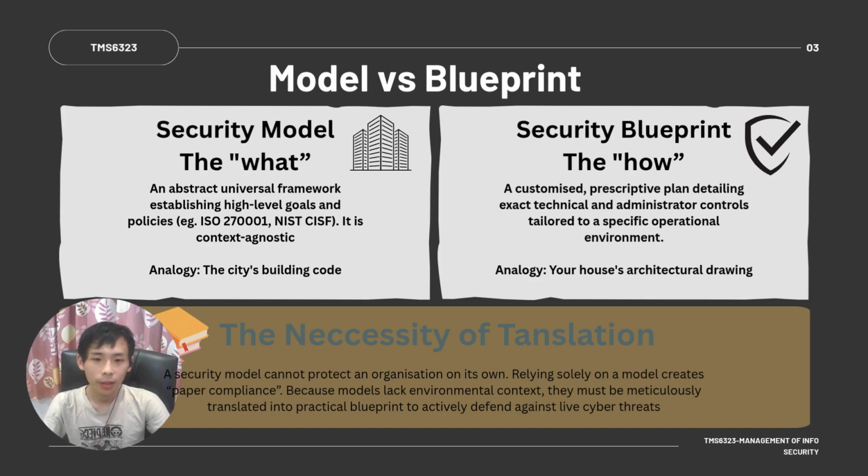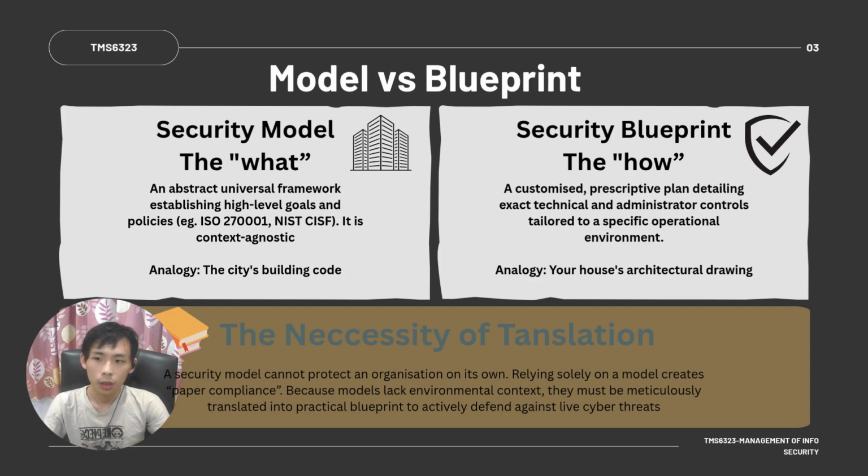Now I will be answering question one. What's the difference between security model and security blueprint? Okay, so security model represents the what. It is an abstract theoretical framework such as the ISO 27001 or the NIST cybersecurity framework. It is setting the universal standards, policies, and goals that we need to achieve. However, it is entirely context agnostic.